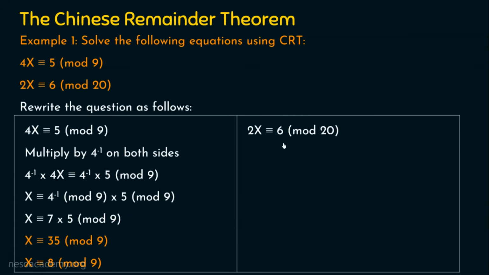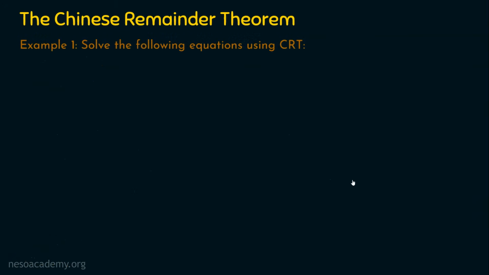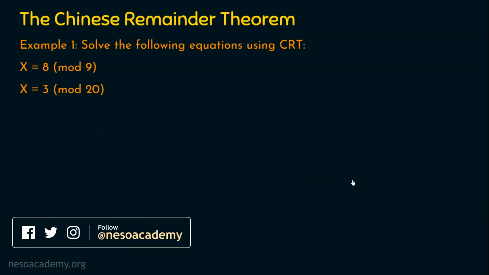But this side it's so simple. Why? Because here we have 2, and here also we have a number that is divisible by 2. So we can rewrite the 6 as 2 into 3, right? So 2x is congruent to 2 into 3 mod 20. When we divide by 2 on both sides, we get x is congruent to 3 mod 20. So we got the equations now. These two equations can be rewritten as x is congruent to 8 mod 9 and x is congruent to 3 mod 20. Let's solve this question using these two congruence equations.